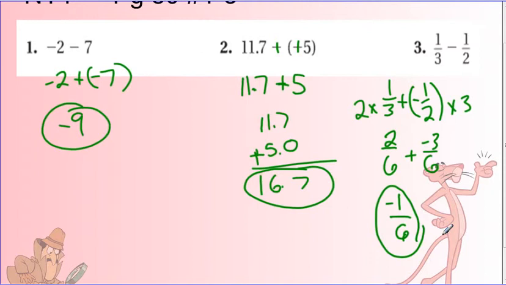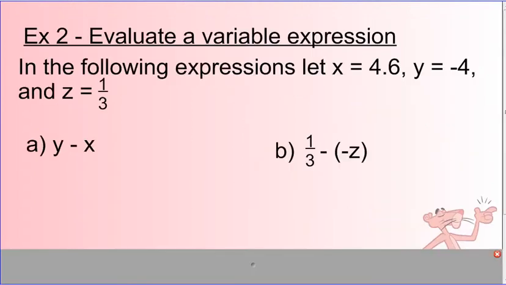Alright, so that's just a bit more practice, and that's the whole point of this entire lesson, is really just practicing these types of problems. So here we've got a couple more. Now these are slightly different because now they're giving us variables. And they actually tell us what the variables are. They say x is 4.6, y is negative 4, and z is 1/3.